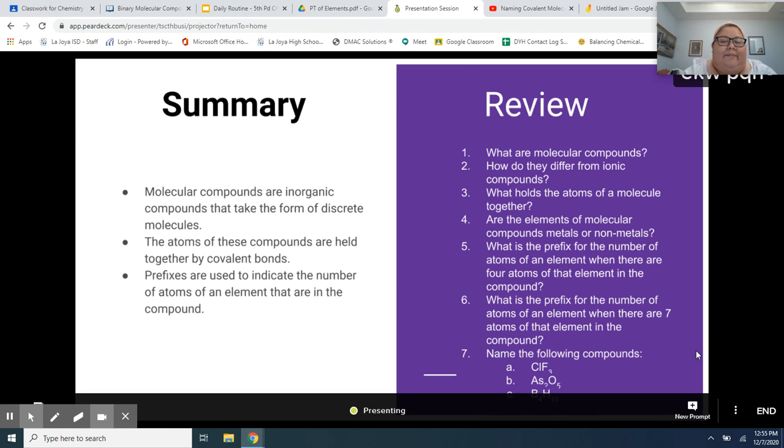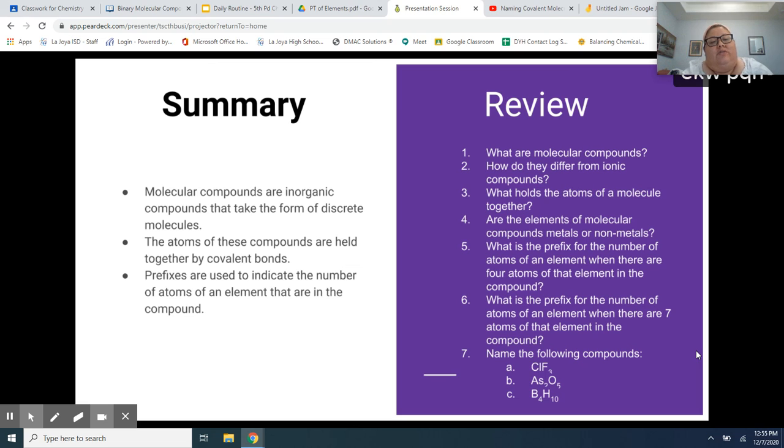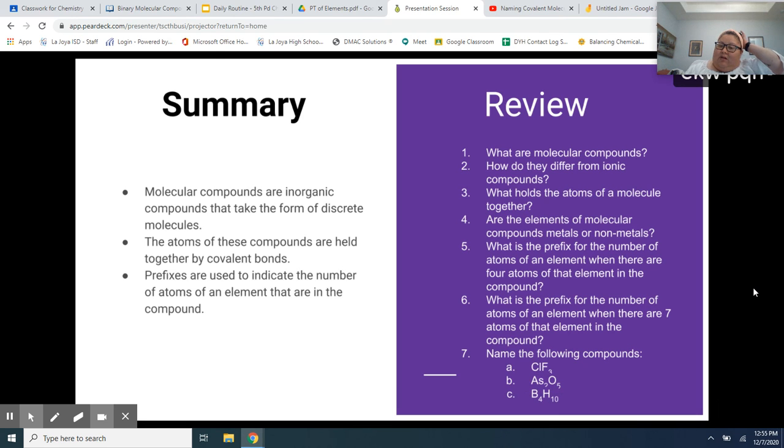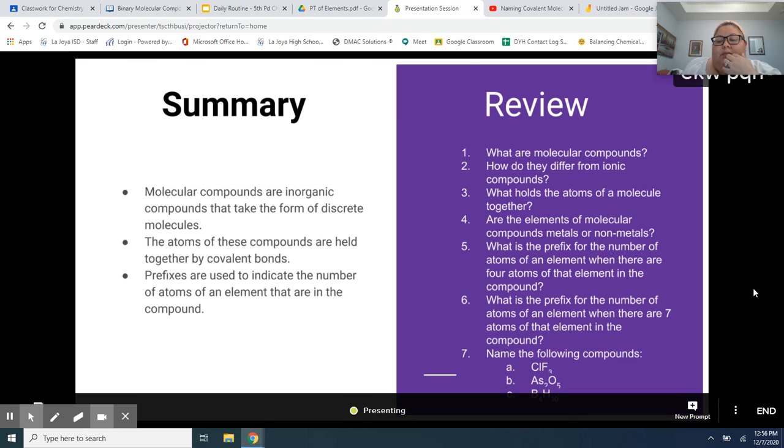Molecular compounds are inorganic compounds that take the form of discrete molecules. Two atoms of these compounds are held together by covalent bonds. And number three, prefixes are used to indicate the number of atoms of an element that are in the compound. Okay? Your review questions. What are molecular compounds? How do they differ from ionic compounds? What holds the atoms of a molecule together? Are elements of molecular compounds metals or nonmetals? What is the prefix for the number of atoms of an element when there are four atoms? What is the prefix for the number of atoms of an element when there are 7 atoms? And then it asks you to name some examples, okay? All righty.